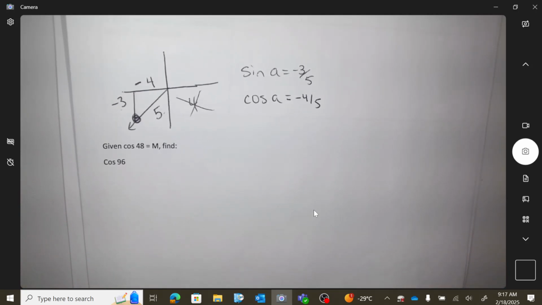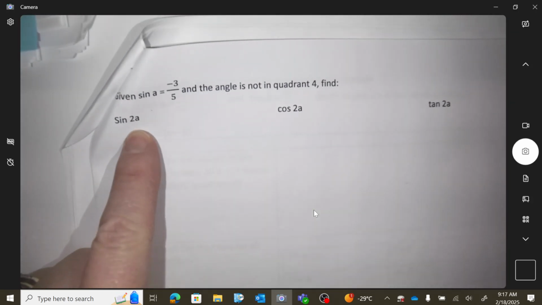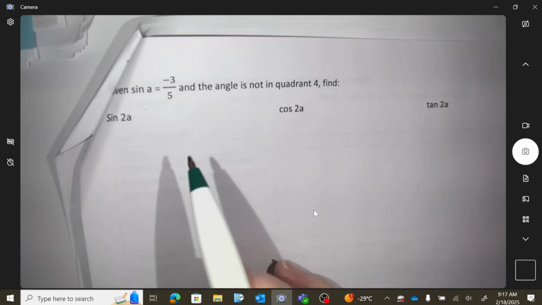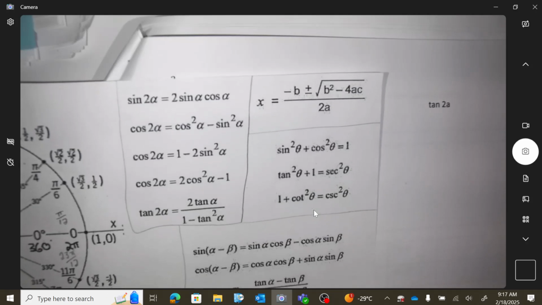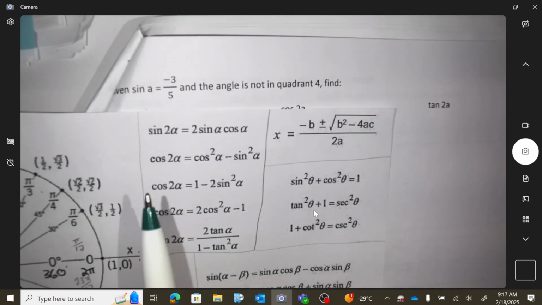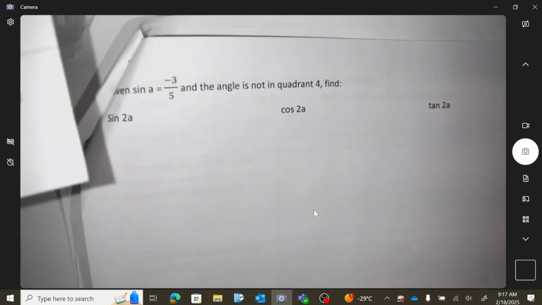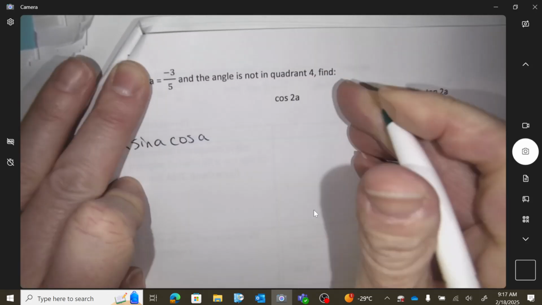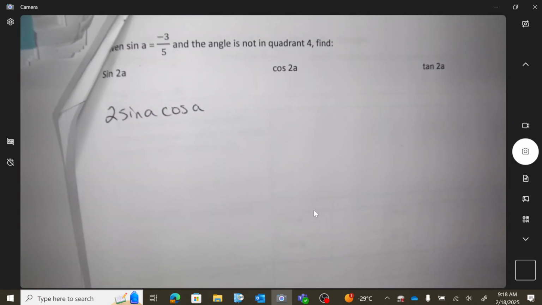Okay, so here we go. I'm going to double this angle and see what the trig value is. So, if I was to double the angle, what's the new trig value? So sine of 2A, can you grab your sheet? Which formula matches sine doubled angle? This one. So 2 sine A cos A. So there's my formula that I found as a match.